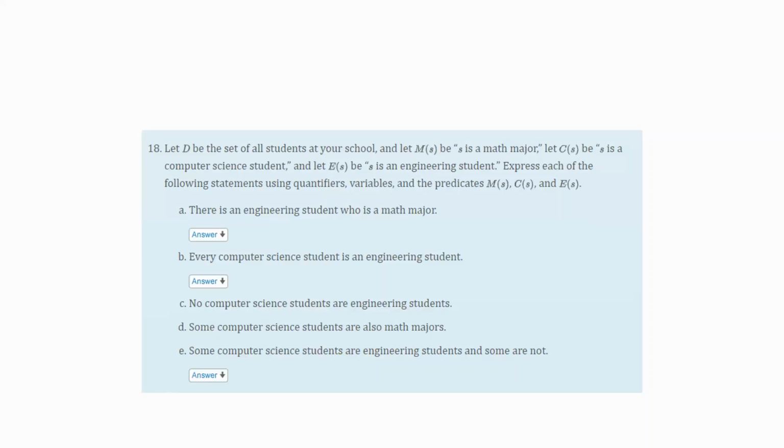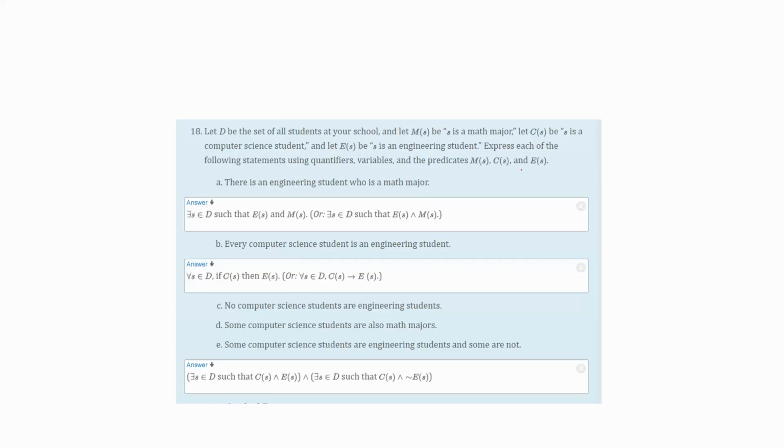Okay. So here's some of the answers. There exists s in D. We haven't talked about this symbol before, but it means it's an element of, or in. So there exists a student in the set of all students at our school such that s is an engineering major and a math major. Or you could write it this way: there exists an s in D such that E(s) and M(s). Every computer science student is an engineering student. For all s in D, if s is a computer science student, then s is an engineering student. So hopefully you can do these, and this is a short introduction to quantifiers and predicates.